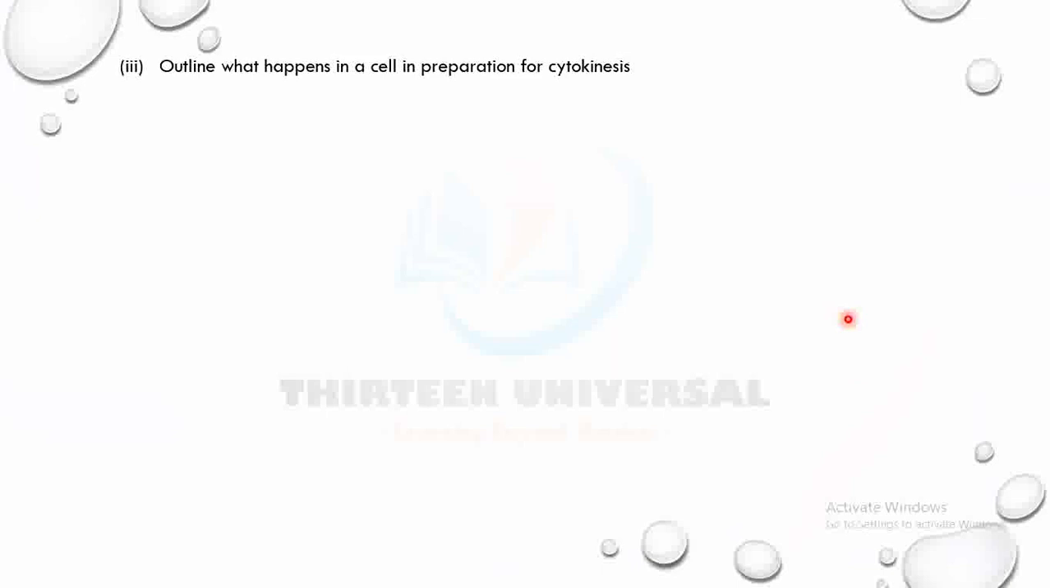1 mark. Outline what happens in a cell in preparation for cytokinesis. If a cell is preparing for cytokinesis, write down what you think happens. Pause the video and try it. The organelles are shared out between the poles, in two halves.